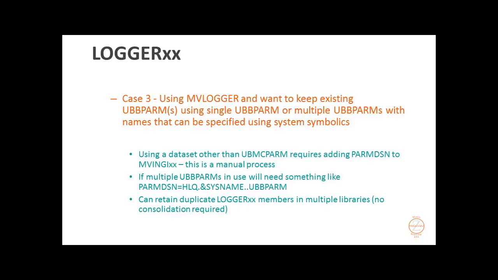If there are multiple UBB parm libraries, for instance, one per LPAR or one per PAS, which contain the logger XX members, either the libraries must support specification by system symbolics or multiple MVI NGI members will be required.